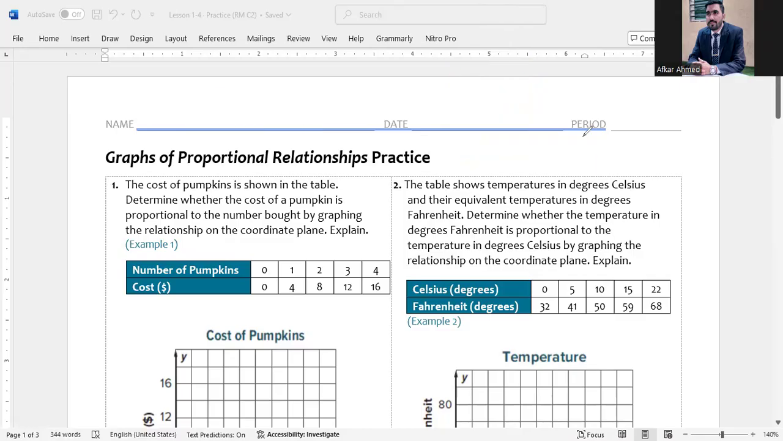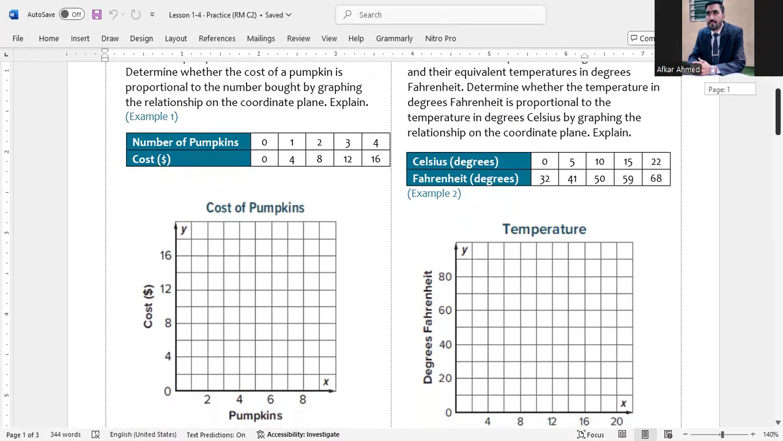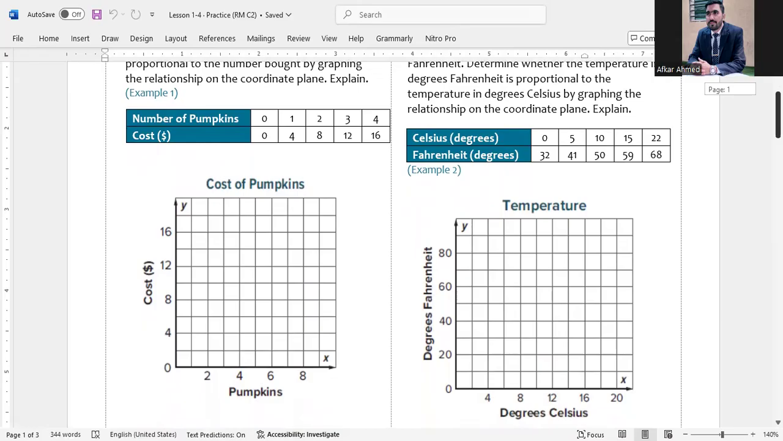Number one, the graphs of proportional relationship. The cost of pumpkins is shown. The word problem is written there, then the table. We have the points. Let me directly move toward the solution. The points are given, and we will plot them on the graph, starting with 0, 0. The number of pumpkins is given along the x-axis. You can see here the pumpkins on x, and this is the y-axis. So the first point is 0, 0.